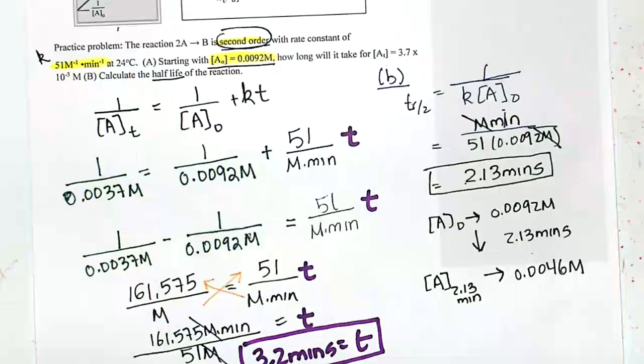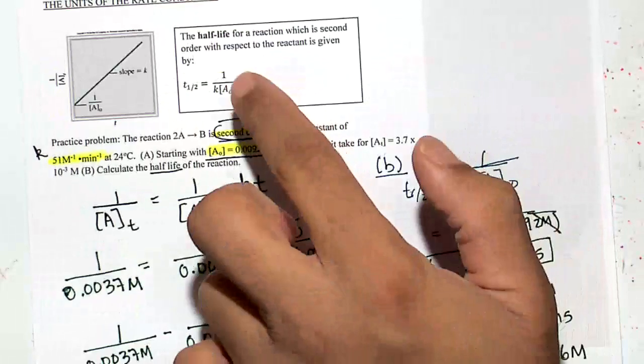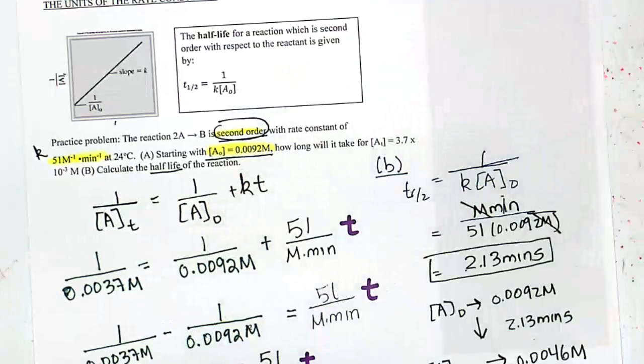But how do you calculate the half-life? Okay, if it's second order decay, you'll use that equation. If it's first order decay, you'll use 0.693 divided by K. And if it's zero order, you'll use that equation, whatever it's in our sheet. Yes, once you calculate the half-life, you divide by 2. That's correct.